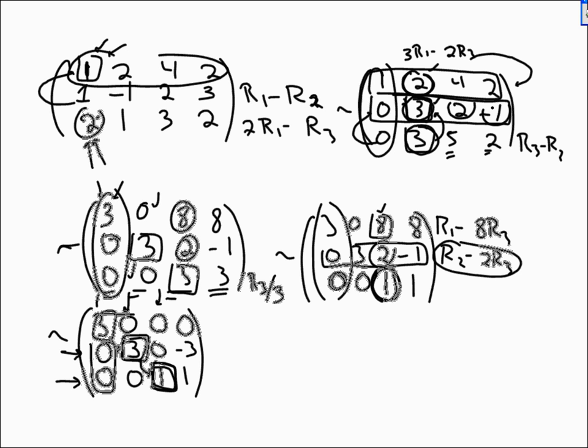So now I'll get the ones. I'll take row 1, I'll divide it by 3. I'll take row 2, and I'll divide it by 3. Row 3 already has a 1 there. So we are done now. 3 divided by 3, 0 divided by 3, 0 divided by 3, and 0. 0 divided by 3, 3 divided by 3, 0 divided by 3, and negative 3 divided by 3. And the last row, we don't do anything to. This matrix is in RREF form, reduced row echelon form.